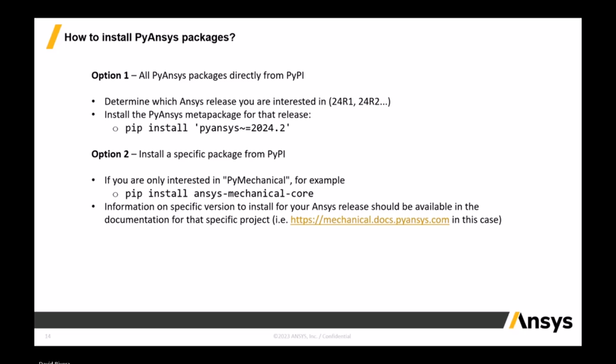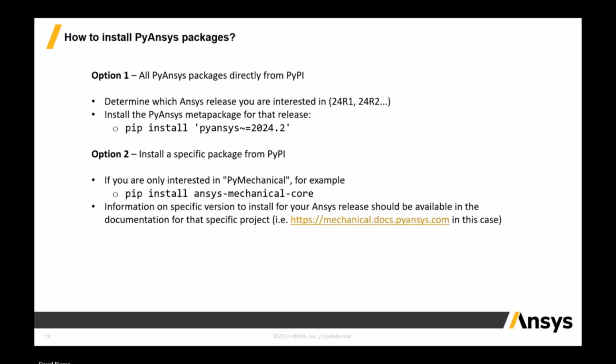The first one is to install all of them together with our bundled package or meta package called PyAnsys. And then in that case, we recommend that you target your specific release. That specific PyAnsys meta package is following calendar versioning. And as you can see, we specify the version that we are interested in. So for example, with pip install PyAnsys 2024.2, we will be installing the corresponding PyAnsys packages that are known to be compatible with 24R2.